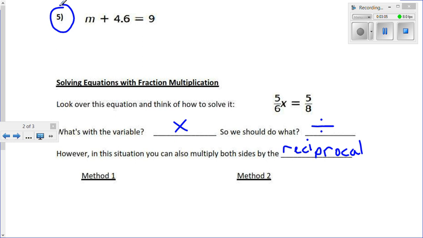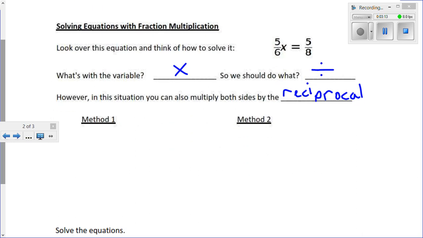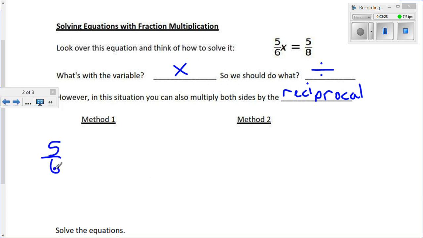Whenever you have an equation where there's multiplication with the variable and it's a fraction, you can do 2 steps in 2 different ways. The first way, you're going to do pretty much what you would do in any situation with multiplication. You would divide, because you want to get rid of multiplication. So, for instance, over here we have 5/6 x equals 5/8. So we want to divide by 5/6. This will go away. So we divide by 5/6.